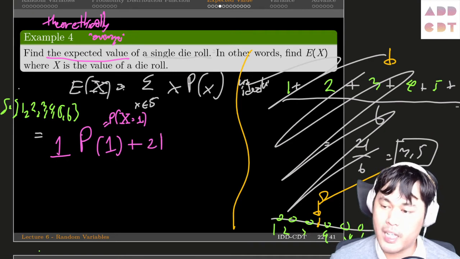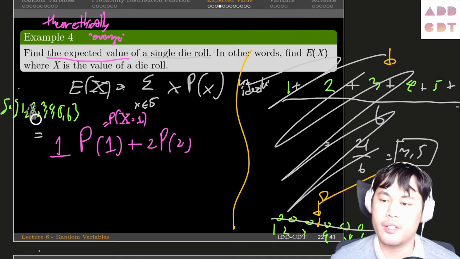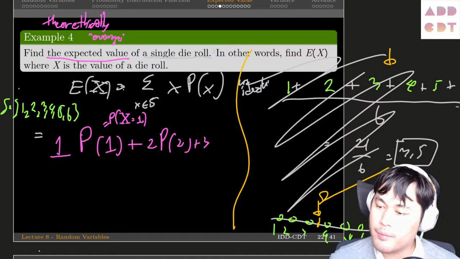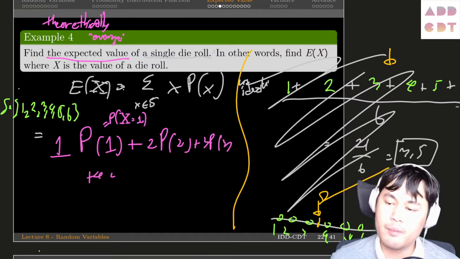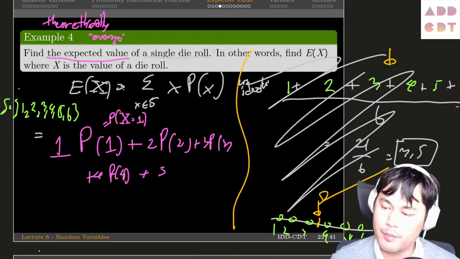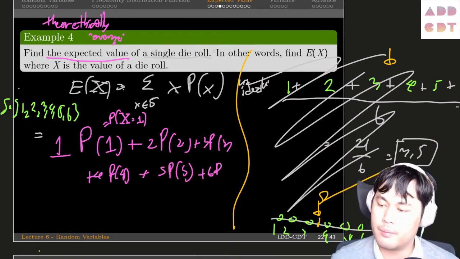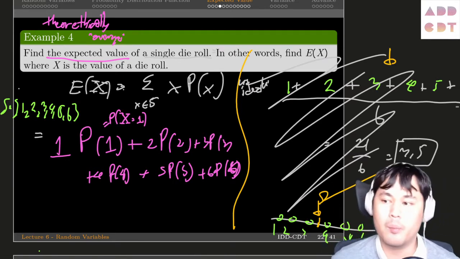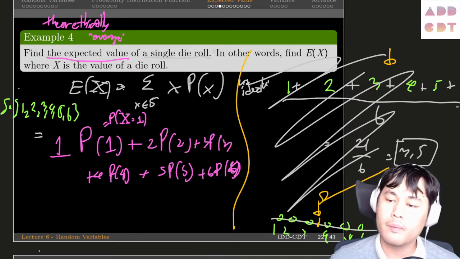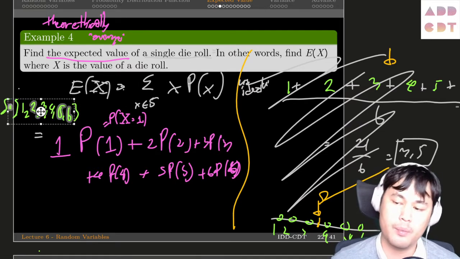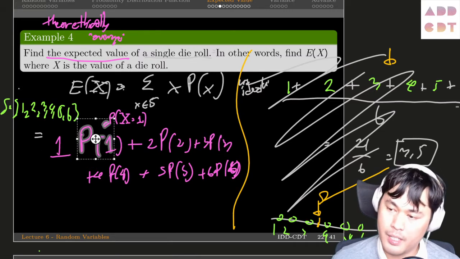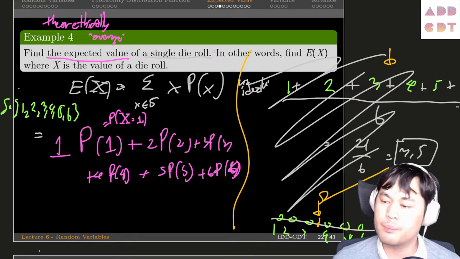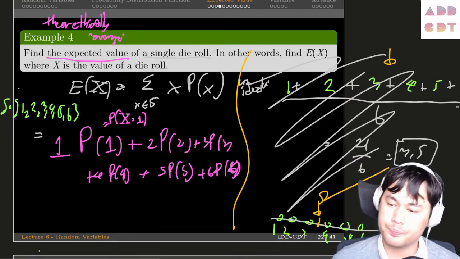This is an abbreviation because we know it's x, so we don't have to write it. And then what's next? It's 2 times p of 2, because 2 is the next possible outcome in this sample space, in this experiment. Next we have 3 times p of 3, and then 4 times p of 4, and then 5 times p of 5, and then 6 times p of 6. So this is how you expand the summation formula. There are 6 possible outcomes, so there are going to be 6 terms, and each term is the value times the probability of that value occurring.